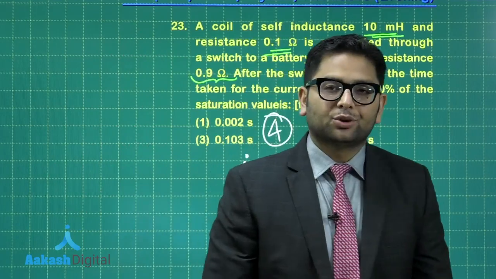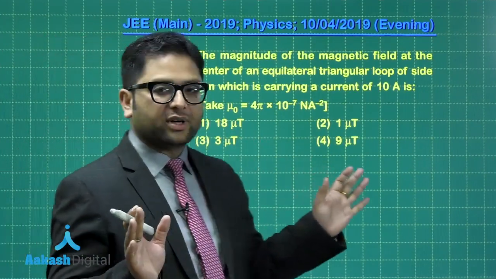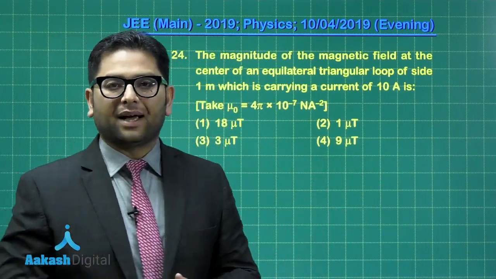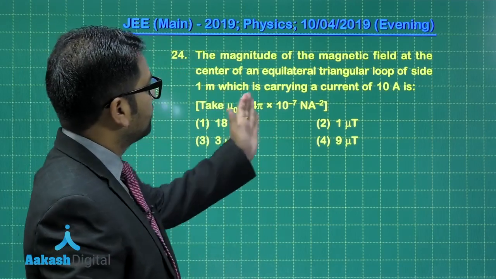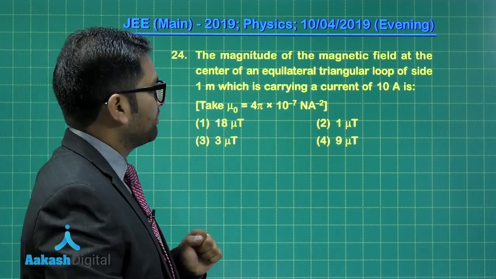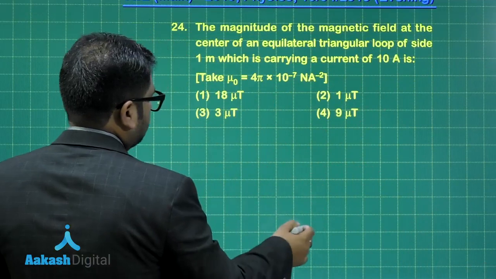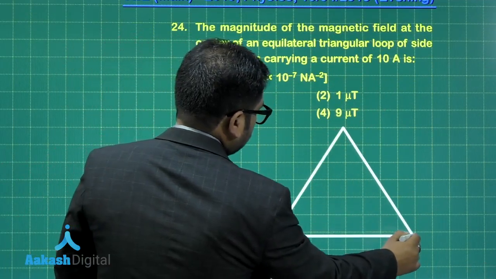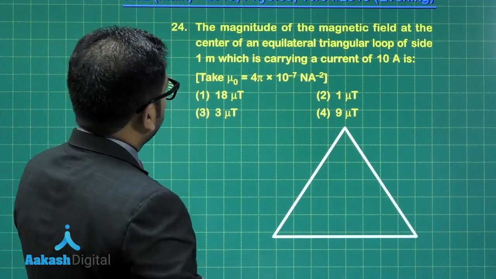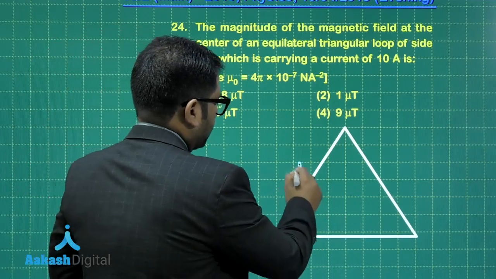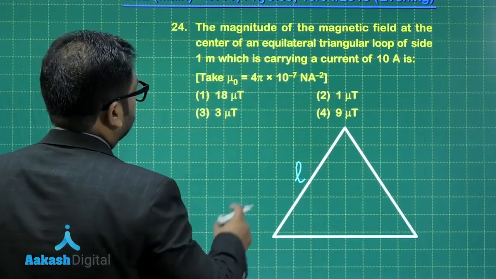Okay, now let's move to question number 24. The 24th is another straightforward question, just to calculate the magnetic field by a current carrying arrangement. Here it is: the magnitude of the magnetic field at the center of an equilateral triangle, where the side is given as 1 meter and the triangle carries a current of 10 ampere. Let me construct an equilateral triangle, very close to an equilateral one, and the side length is given as 1 meter. Let me keep it as L, and we need to calculate the magnetic field at the center.